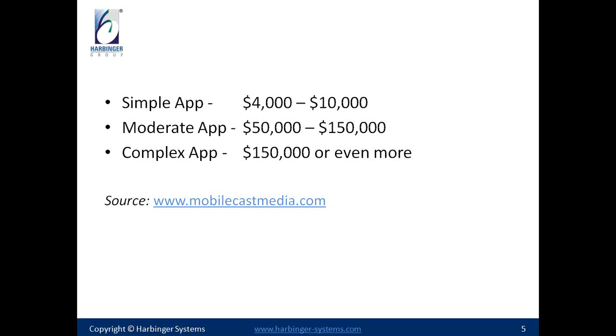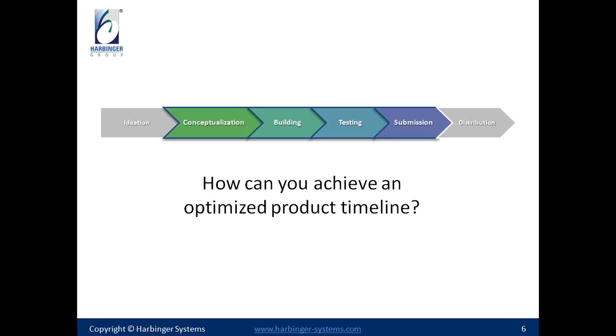Moderate apps, and I think the example that they gave was Barack Obama's election campaign application, that was a moderate app, and it takes almost $50,000 to $150,000 to build that. And complex applications like CRMs or the applications that integrate into enterprise systems take $150,000 or even more. Now, these are some huge numbers considering the fact that mobile applications are key enablers to some of the core systems that we have.